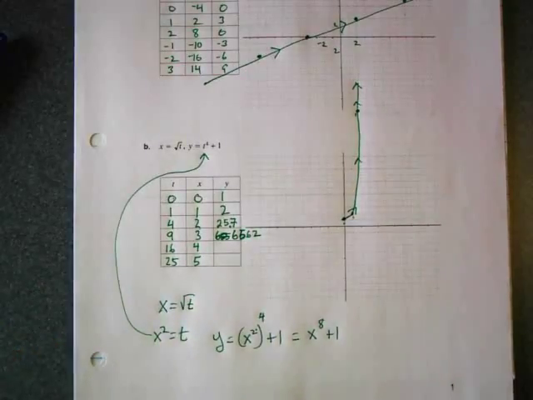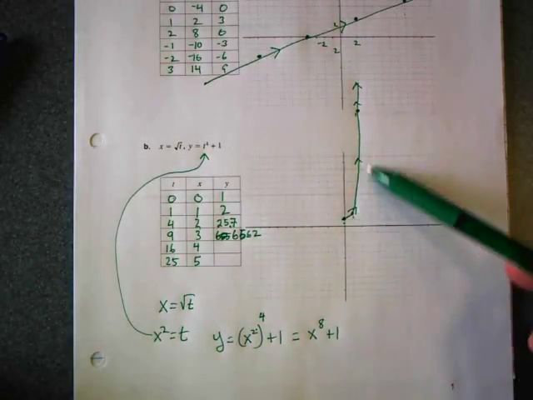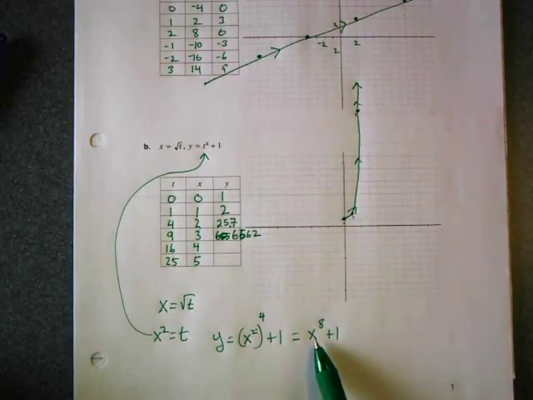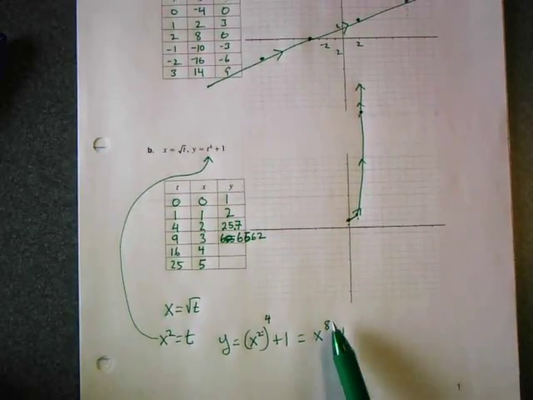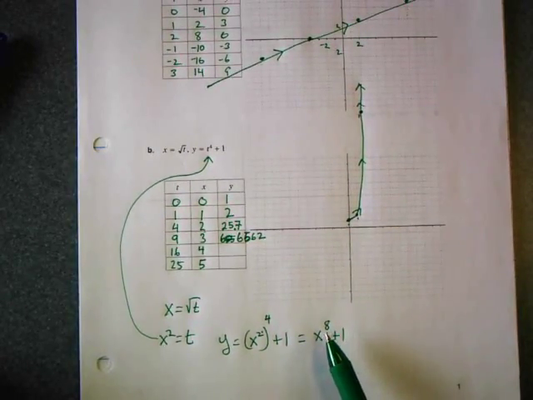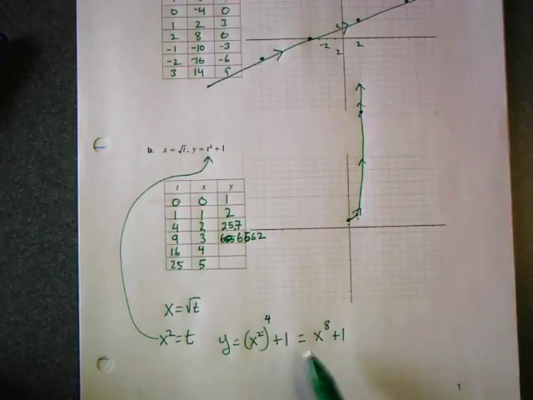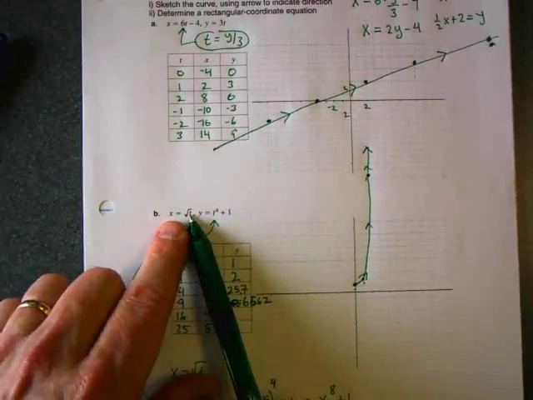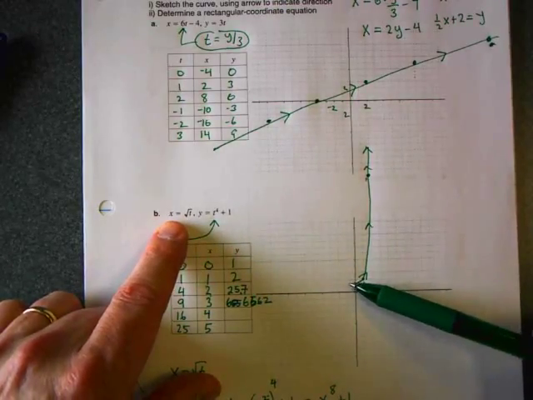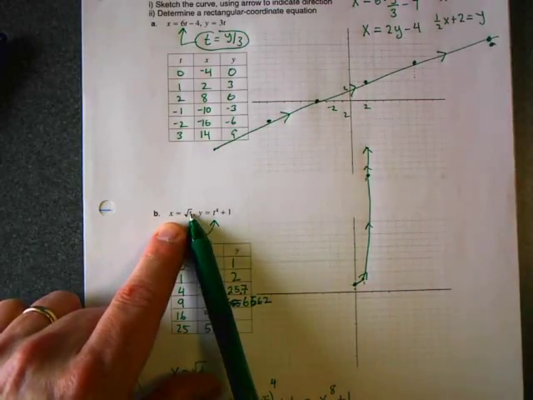So this really isn't a parabola. It looks like a parabola, but parabolas come from things that have x squared. This has x to the 8th. So it's not a parabola, but it kind of looks like one. It should, but because of this parameterization, we're only getting half of it, because we cannot use negative t numbers.